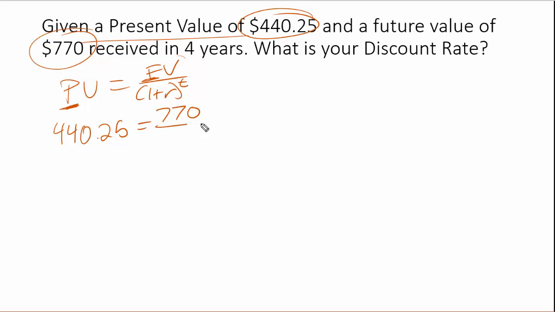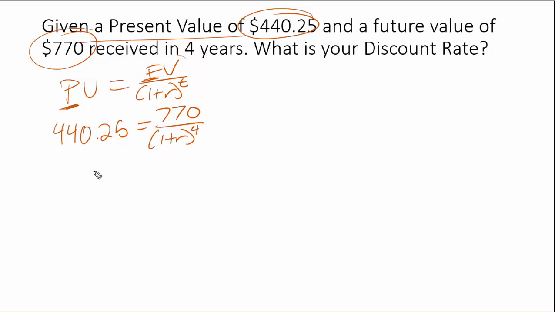It's really important that we put them in the right place, because if we don't, we're going to end up with some numbers that aren't going to make sense here. We might end up with a negative interest rate, which we know is not really possible. Then we have 1 plus r raised to the 4th power, because the time is 4.